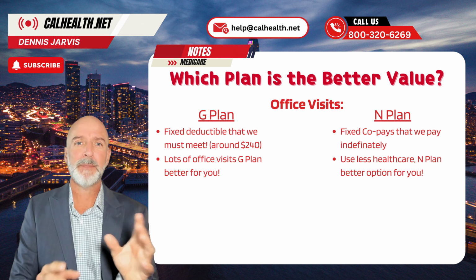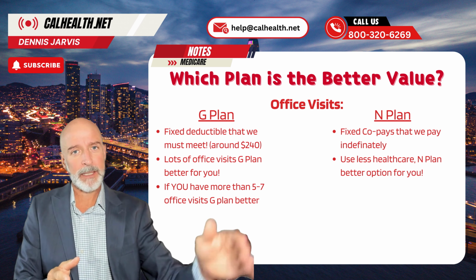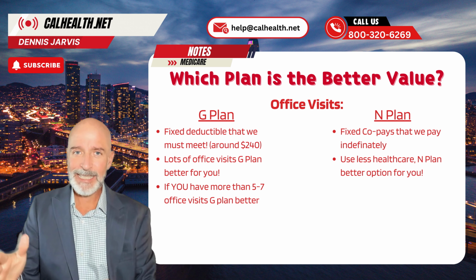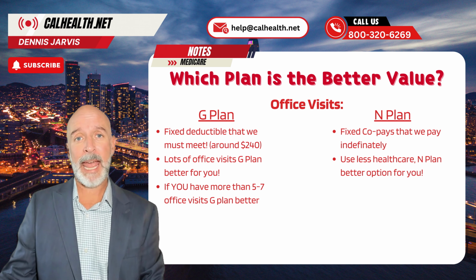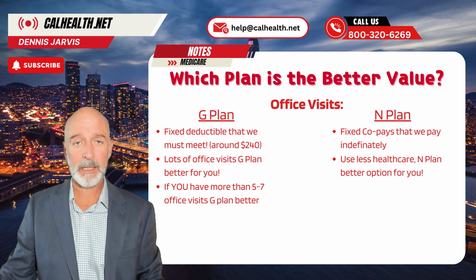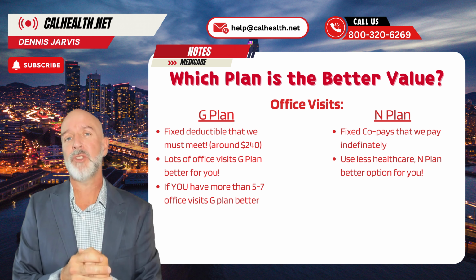Our guesstimate is between 5 and 7 office visits in a year. That G plan then starts to weigh out. If you have less than that, then the N may be priced better. Of course, this isn't looking at the excess charge risk, but just strictly office visits, which is the primary difference between the N and G plan.